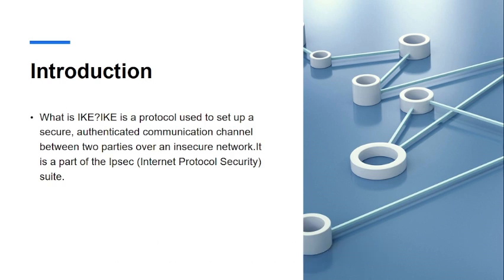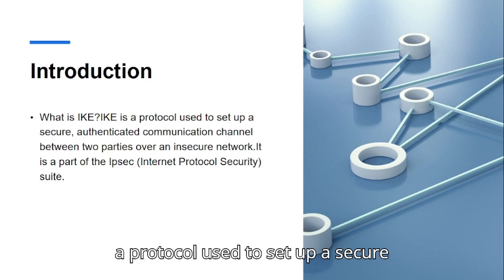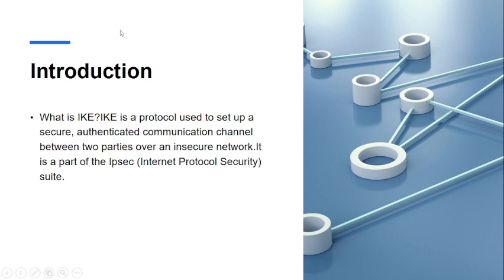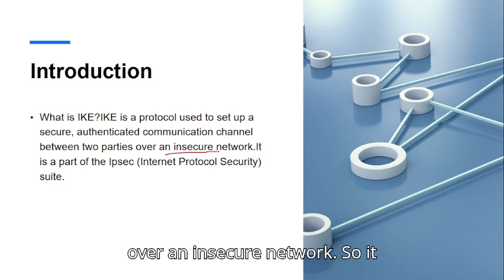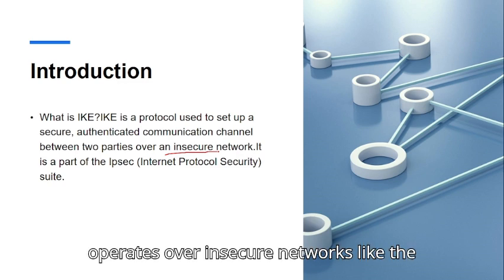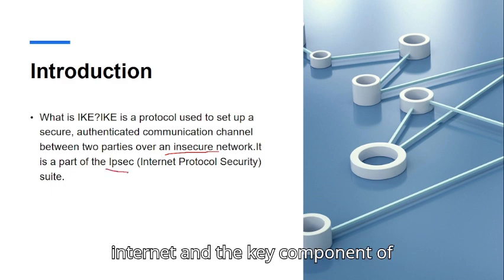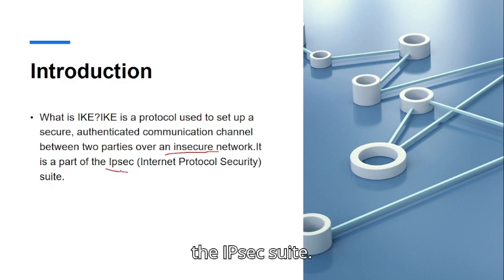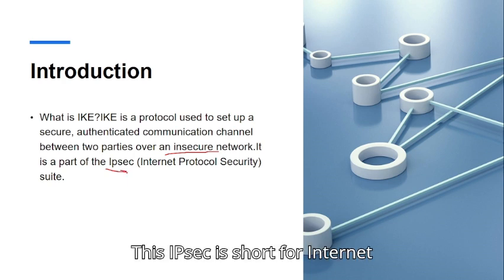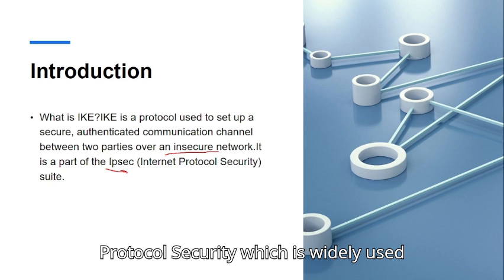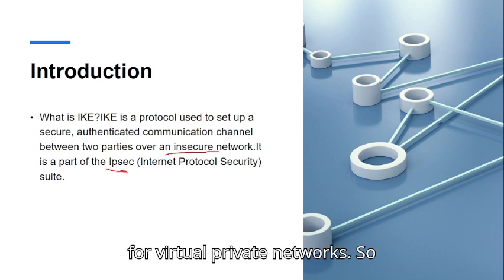What is IKE? A protocol used to set up a secure authenticated communication channel between two parties over an insecure network. So it operates over insecure networks like the internet and is a key component of the IPsec suite. IPsec is short for Internet Protocol Security, which is widely used for virtual private networks.